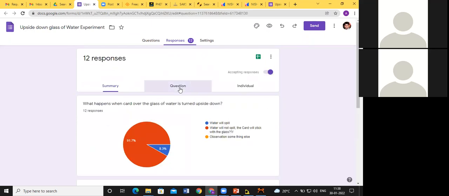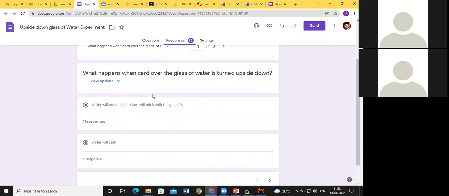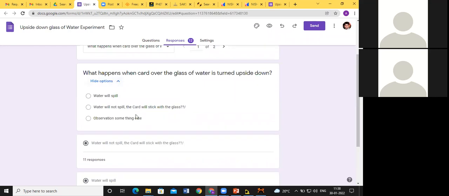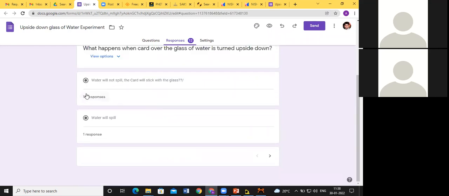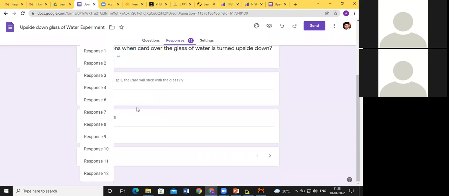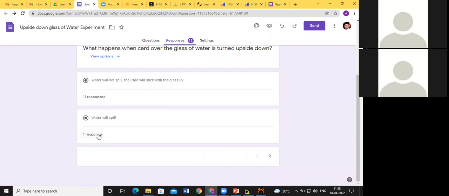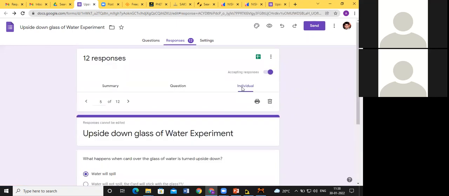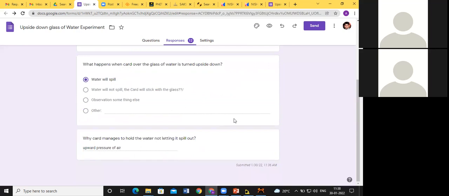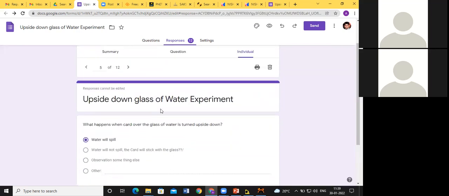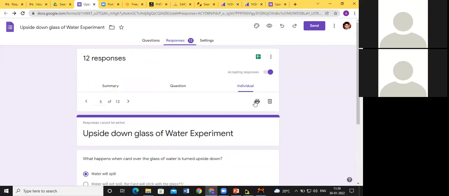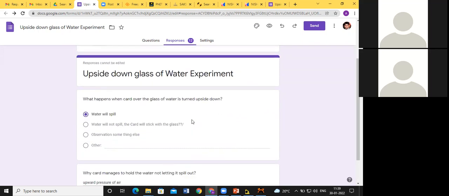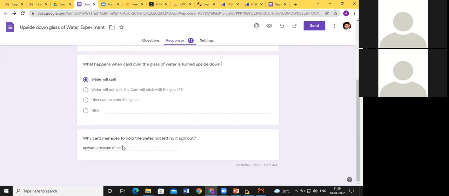I can go question-wise also. For one question there are 11 responses, on what will spill and what will not spill. If I go to the individual responses, you can check what each person wants to say about all these things.